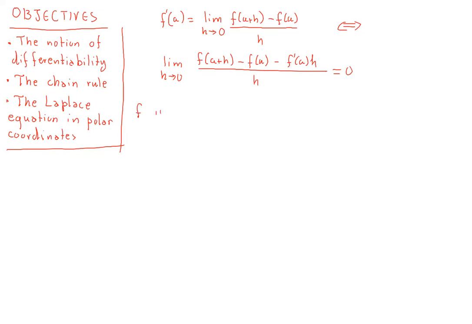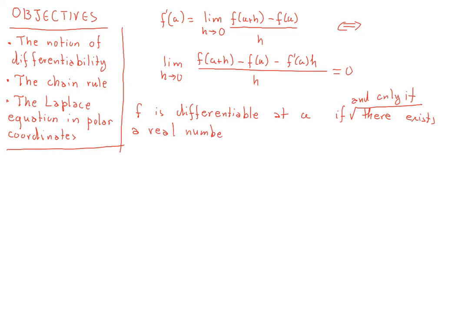And in some sense, we can express differentiability for functions of one variable by saying that f is differentiable at a, actually, if and only if. So that's precisely when it is differentiable. If and only if there exists a real number m such that the limit as h tends to 0 of f of a plus h minus f of a minus mh over h is equal to 0.